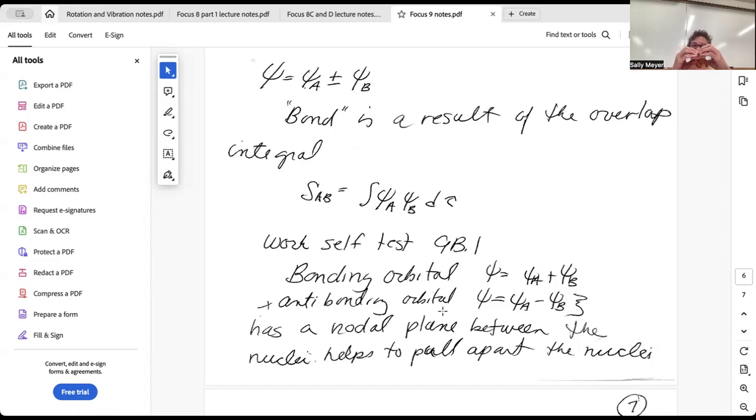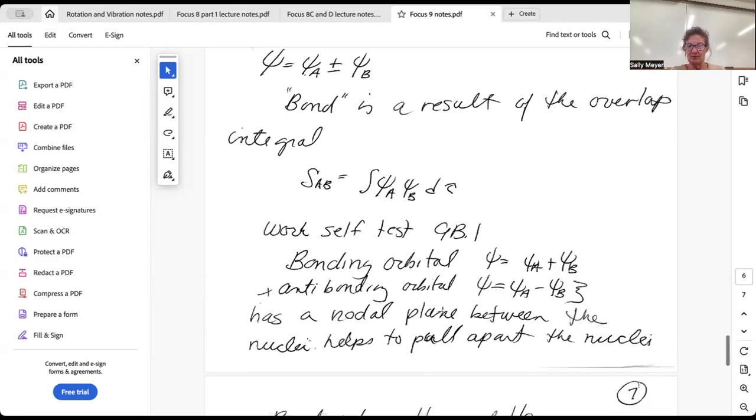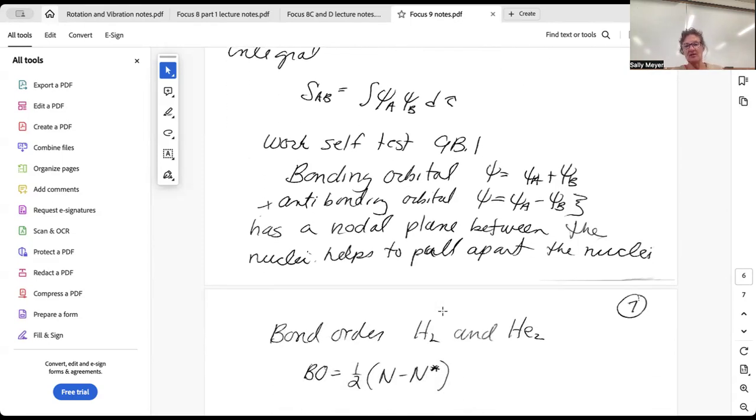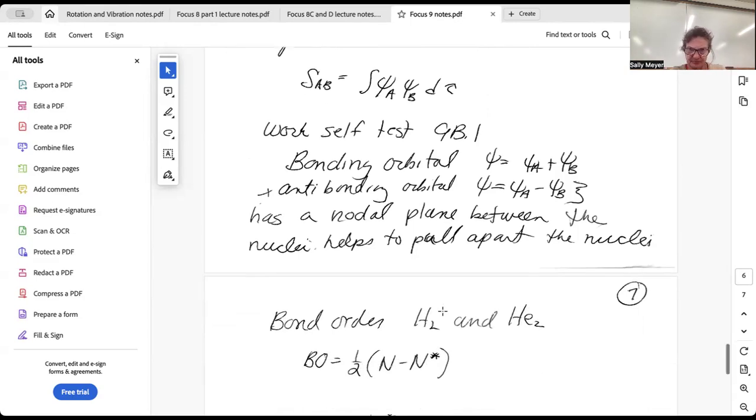And so as you push them together, you're getting destructive interference between the nuclei because the positive on A is canceling with the negative on B. And so you're getting less probability of finding the electrons between the nuclei, which gives you a nodal plane. It actually gives you a position between the nuclei where there's zero probability, and that helps to pull apart the nuclei and therefore helps to decrease the strength of the bond.